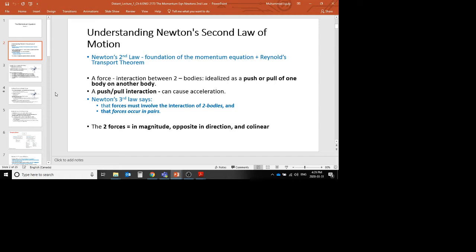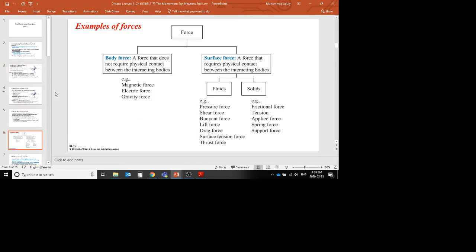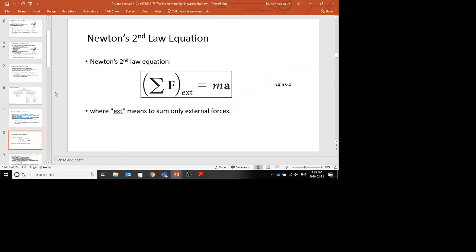In chapter 6, at first we learned about Newton's second law of motion, and from there we learned different examples of different forces, like the body force and the surface force for fluid and solid. We're more interested in the fluid, that means the pressure force, shear force, buoyancy, and drag force. Later on we learned Newton's second law: the summation of all external forces combined is equal to mass times acceleration.